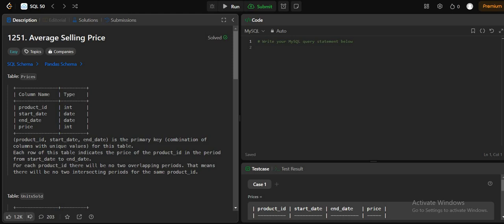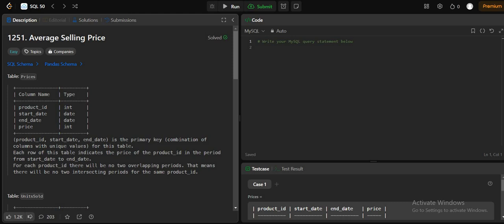We have a table prices having 4 columns: product ID, start date, end date and price. Here in this prices table, every product has a particular, unique product ID. Therefore this product ID is the primary key.